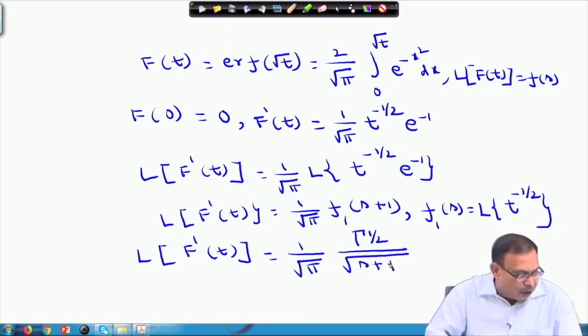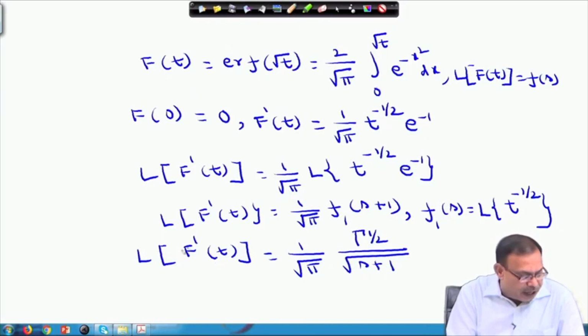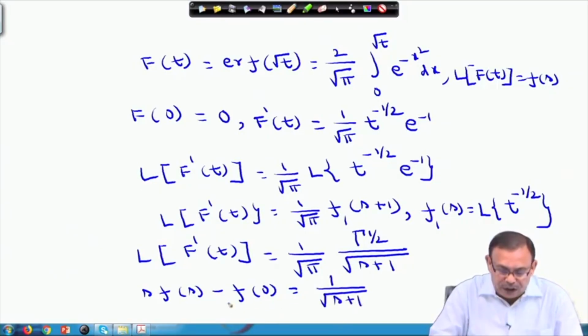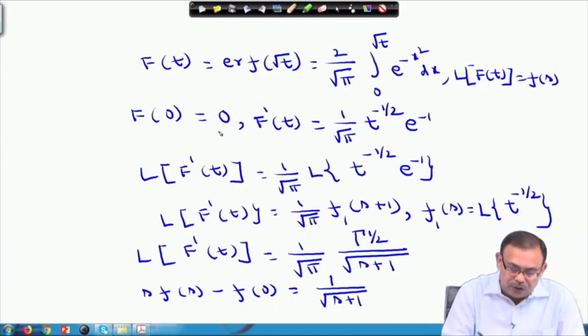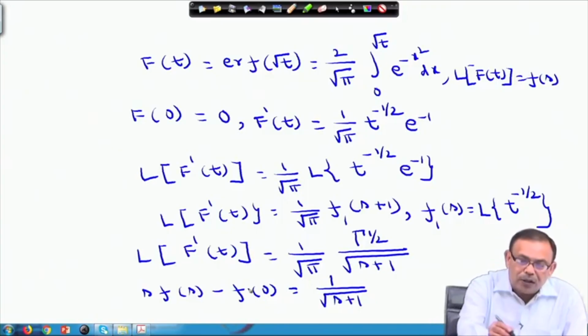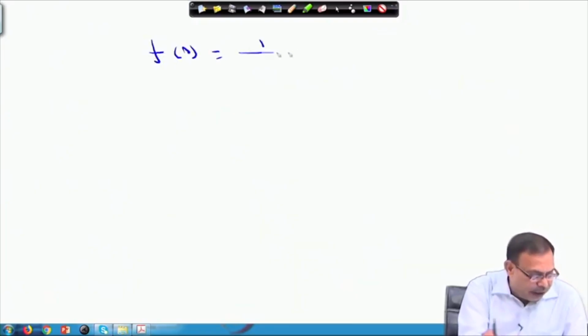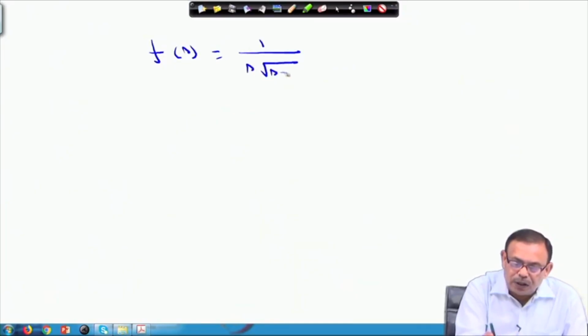So, here the Laplace transform of f dash t is equal to what? It is s f s minus f 0, and this gamma half is root pi. So, you will obtain 1 by root over s plus 1. So, s f s minus f 0 is equal to 1 by root over s plus 1, and f 0 is already 0. So, from here you can write down now your f s is equal to 1 by s into root over s plus 1.